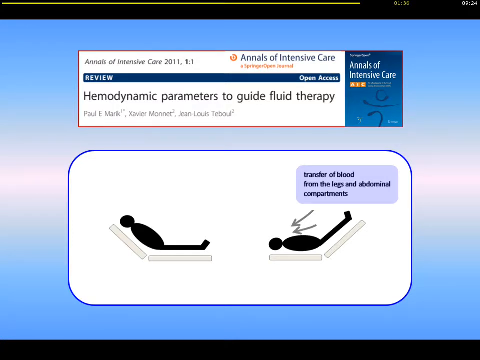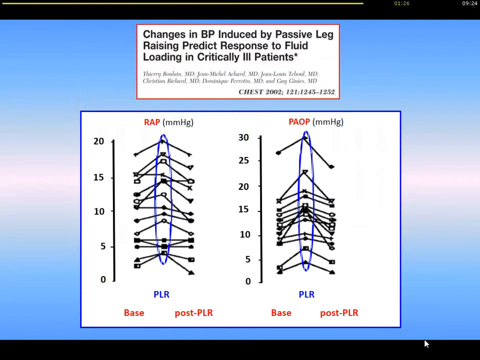And this maneuver is able to transfer venous blood from the legs compartment, but also from the abdominal compartment towards the intrathoracic compartment. And this increases preload. In this study with Thierry Boulin, years and years ago, because we started these studies in the 90s, we measured cardiac filling pressures during PLR, and in almost all patients, right atrial pressure as well as POP increased during this maneuver. So this maneuver is able to increase preload.